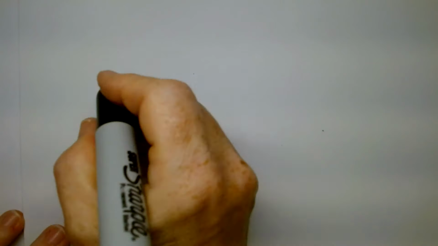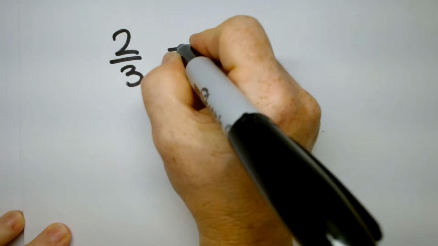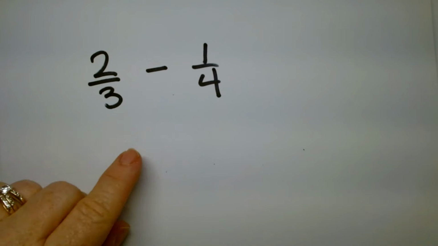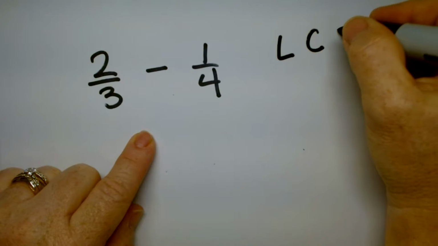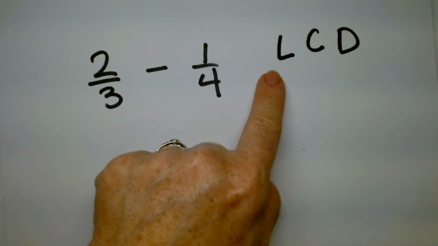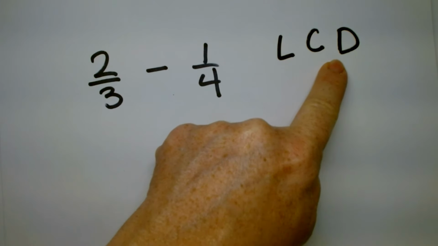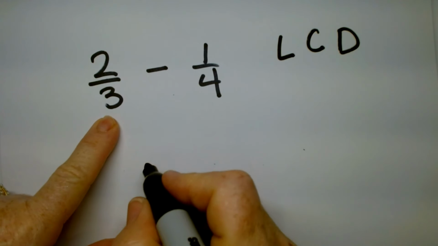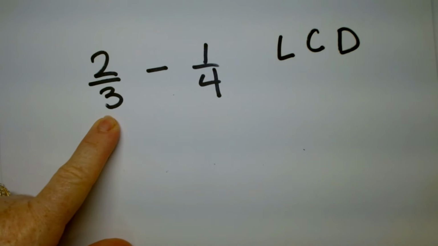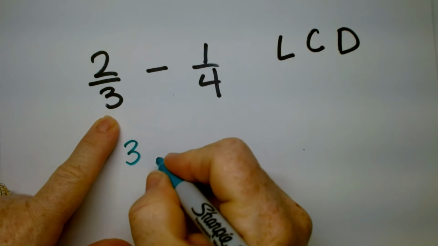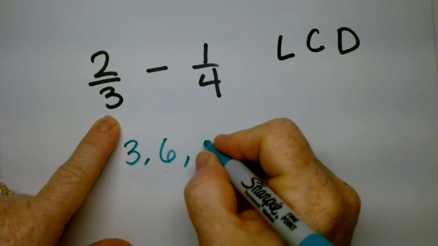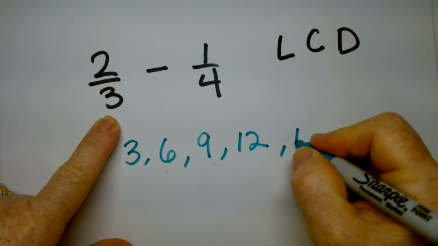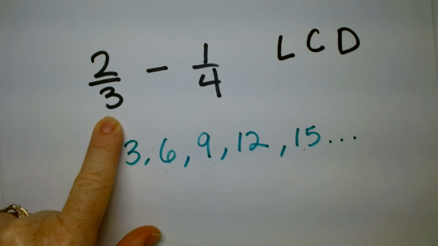What if they don't match? I have 2/3 minus 1/4. We're going to find something called the least common denominator, LCD. And what that means is, do you see that 3? Okay. Tell me, can you help me count by 3s? Here, I'll write it in another color. 3, then what? 6, 9, 12, 15, right? And it keeps going on, okay?